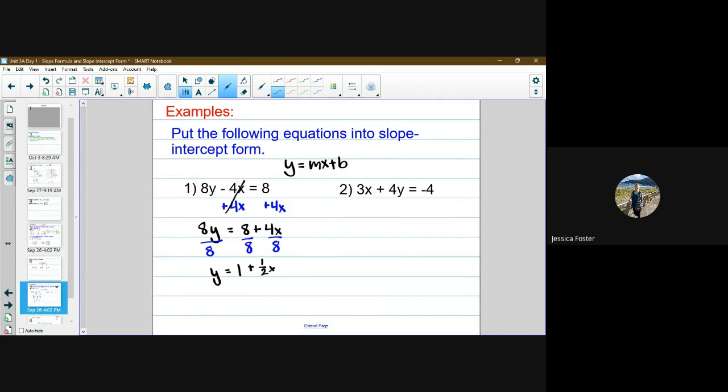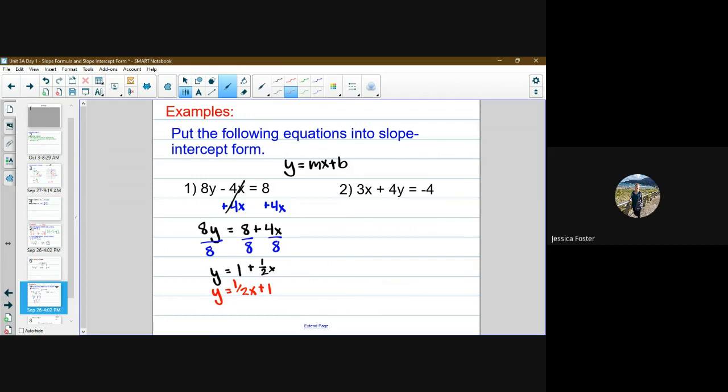Now, the equation I just wrote in slope-intercept form, it's pretty close to being there, but using our commutative property, I know that the order of addition doesn't matter. So I can actually rewrite this in slope-intercept form just by switching up the order that I was adding these two terms. y equals 1/2 x plus 1.